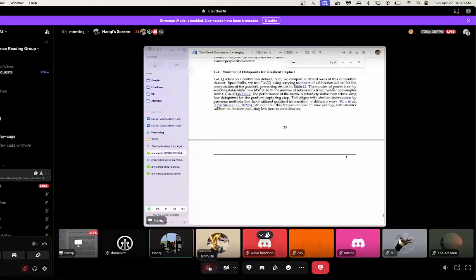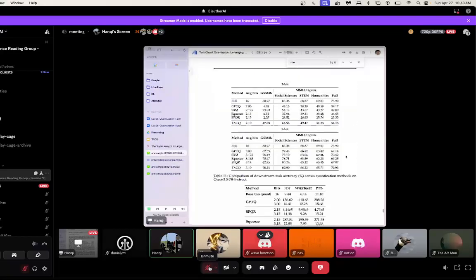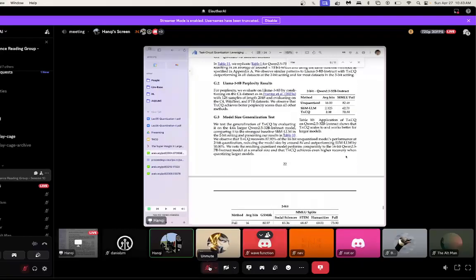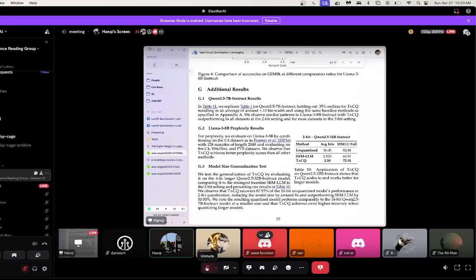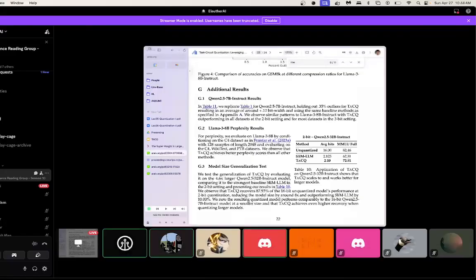Yeah, there are some other results, but are there any questions? Did you open source any implementation? Yeah, we have a GitHub of the quantization algorithm. Unfortunately I'm not good enough with CUDA to make kernels for it.